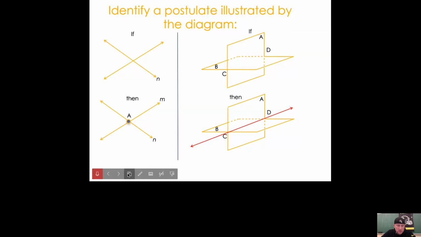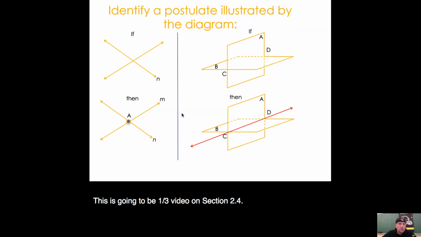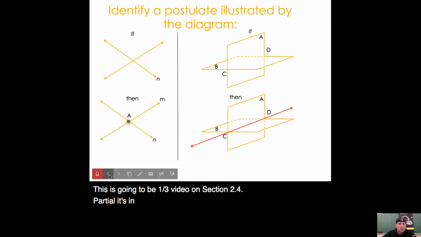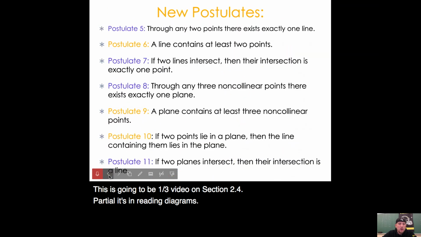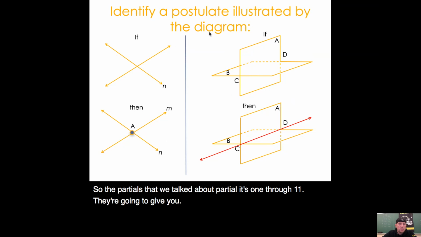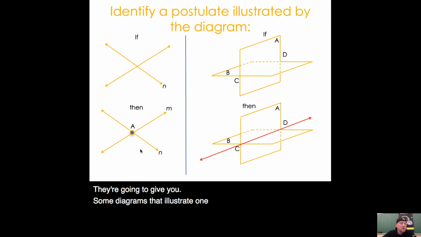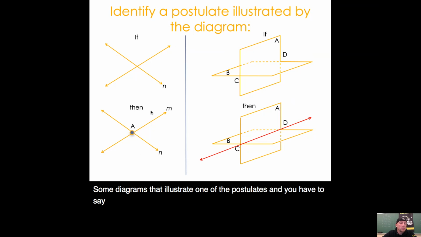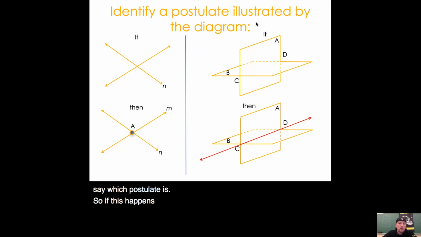This is going to be our third video on section 2.4, postulates and reading diagrams. So the postulates that we talked about, postulates 1 through 11, they're going to give you some diagrams that illustrate one of the postulates, and you have to say which postulate it is. So if this happens, then this happens. If this happens, then this happens.